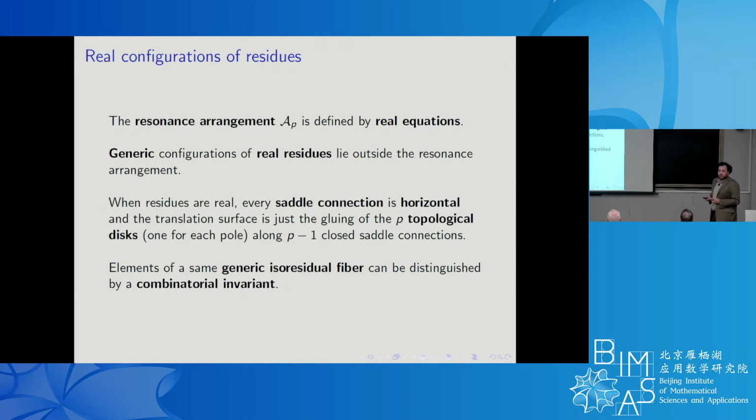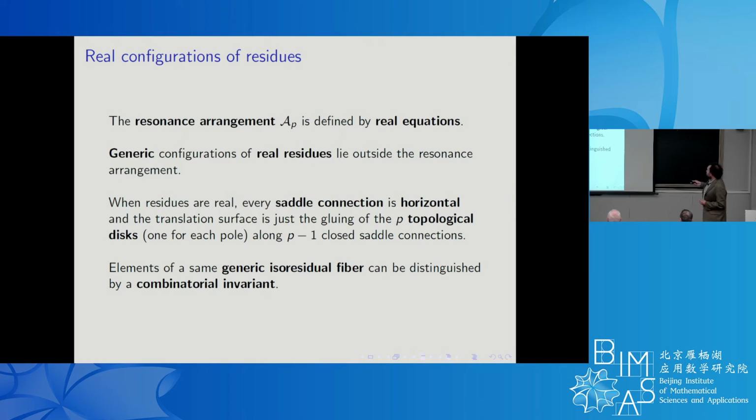The resonance arrangement is defined by real equations. Partial sums have coefficients that are 0 or 1, so they are real equations. This implies that generic configurations of real residues lie outside this hyperplane arrangement. So when we want to compute the degree of a ramified cover, we choose our favorite fiber. The idea is that generic real residues are nice enough to allow us to compute the degree of the fiber above them.